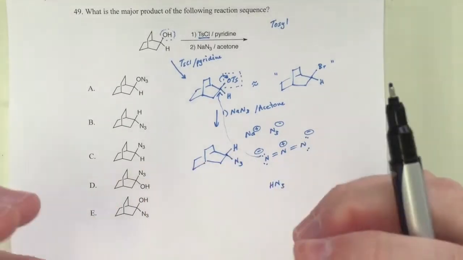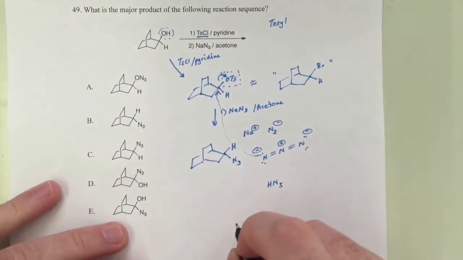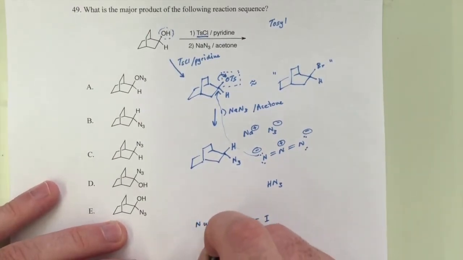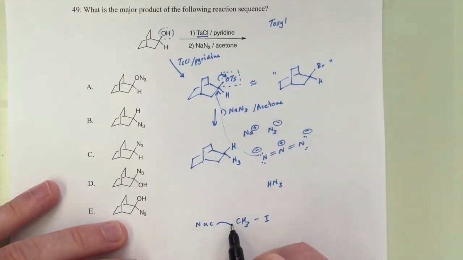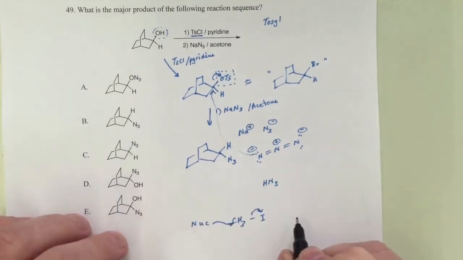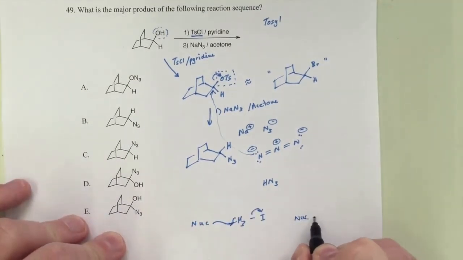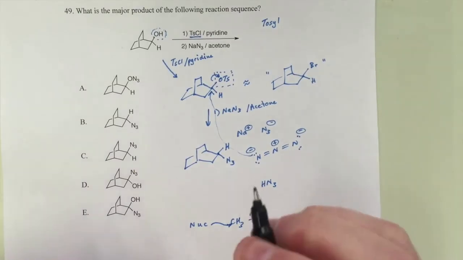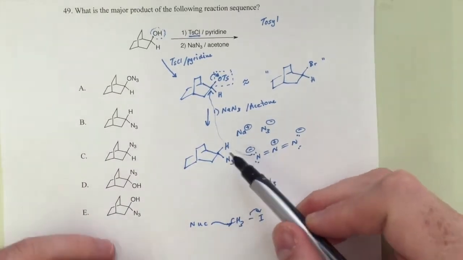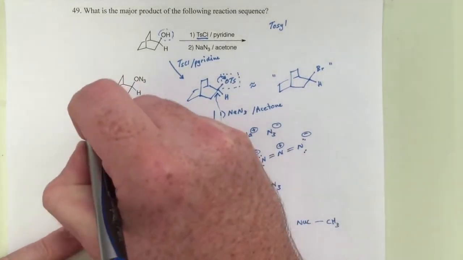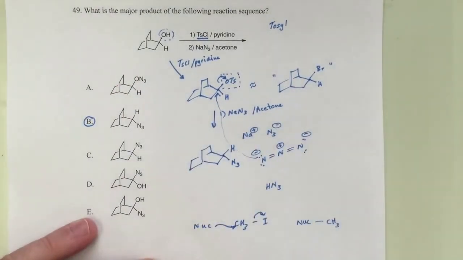Remember, it's that umbrella reaction where you have, say, CH3I, and you have a nucleophile that comes in, and everything pops over, and then the nucleophile is on the opposite side of where the iodine was. So yeah, the N3 will be on the bottom and the OTs will be on the top. And we can clearly see that that makes B the correct answer.